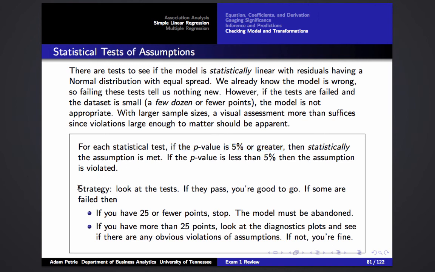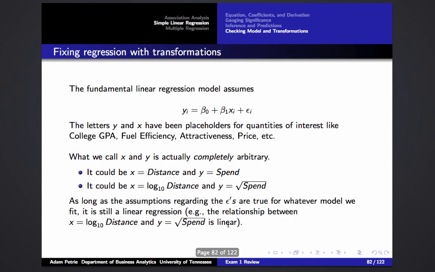So our overall strategy: look at the tests first. They'll probably be failed. If they are failed and you don't have very many data points, 25 or fewer, stop. The model's not good enough to use. If you have more than 25 points, look at those residual plots, the QQ plot, to make sure the violation isn't too severe. Small violations are okay.